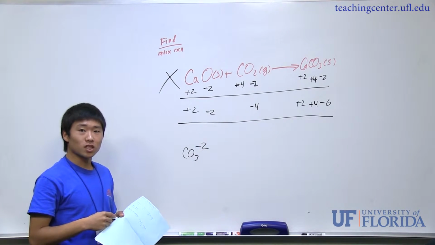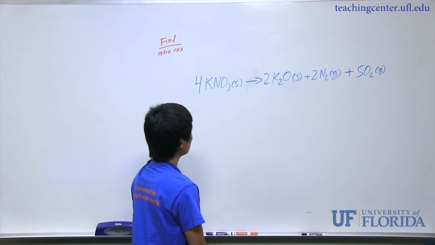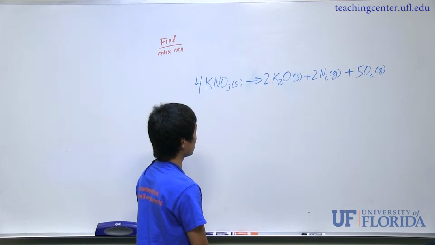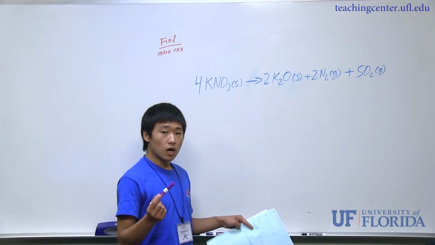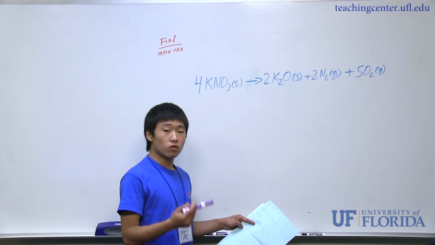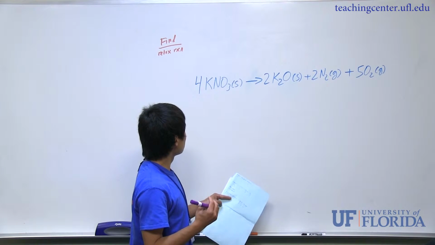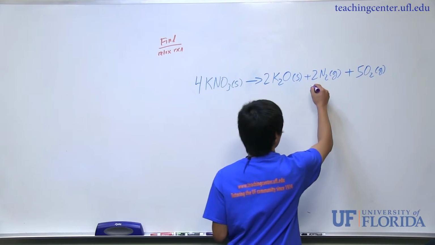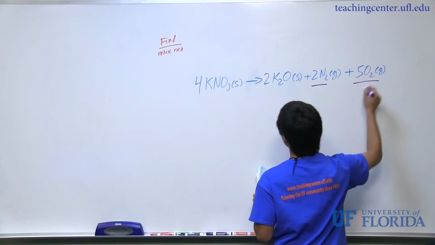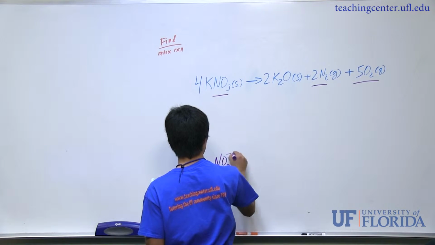So let's try the next one. Here we have potassium nitrate dissociating into potassium oxide and also nitrogen gas and oxygen gas. So like I said before, do I have any atoms in their elemental forms, or any polyatomic ions? In this case, I have both. I have N2, O2, and NO3. So I'll just put that down as a little reminder.